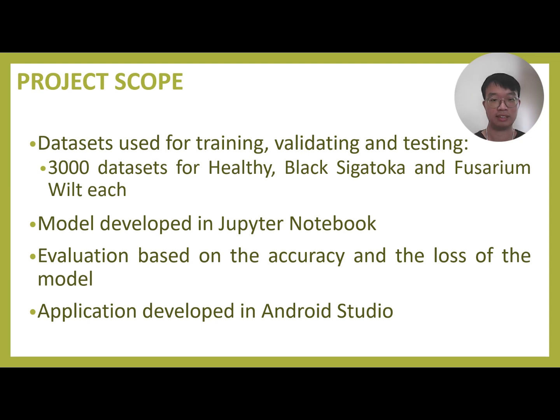There are 3,000 images for each class of healthy, black sigatoka and fusarium, used for training, validating, and testing. The models are developed in Jupyter Notebook, and the evaluation is based on the accuracy and the loss of the model. And finally, the application is developed in Android Studio.